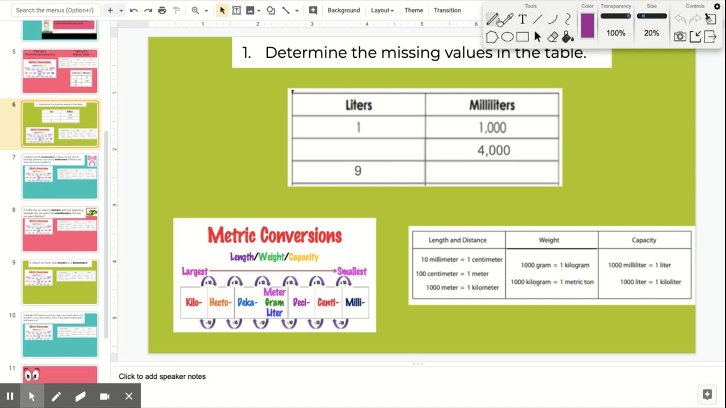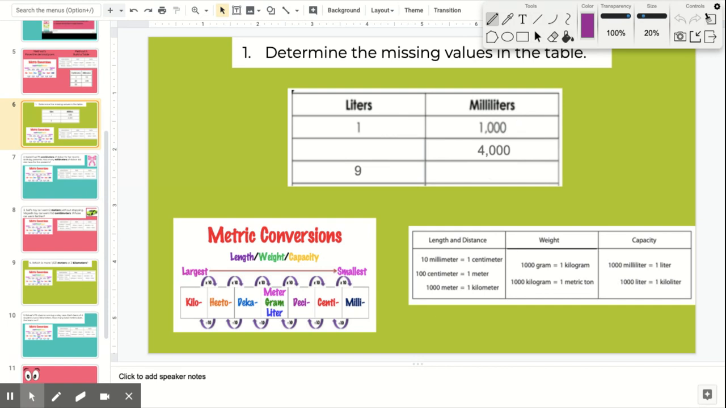Okay, let's see how you did. So for number one, determine the missing values in the table. So we have liters and milliliters. The information given to you is that 1 liter is equal to 1,000 milliliters.